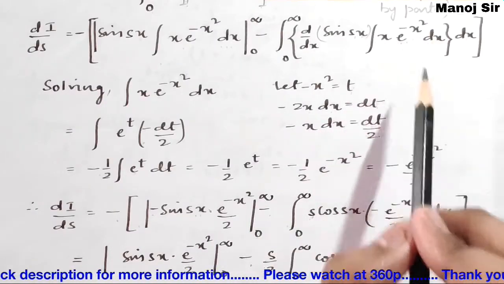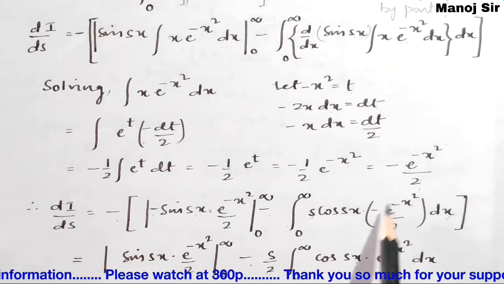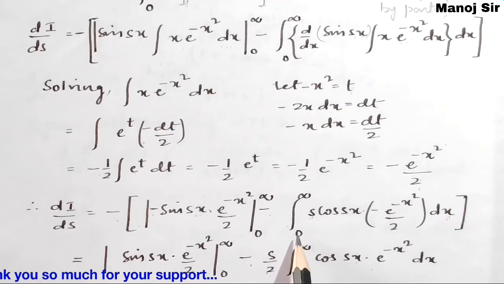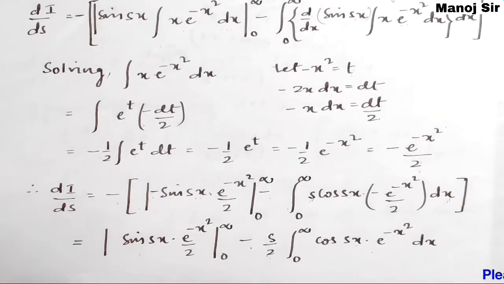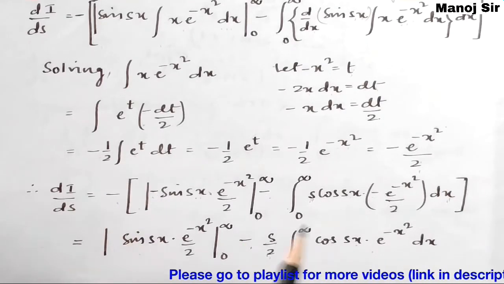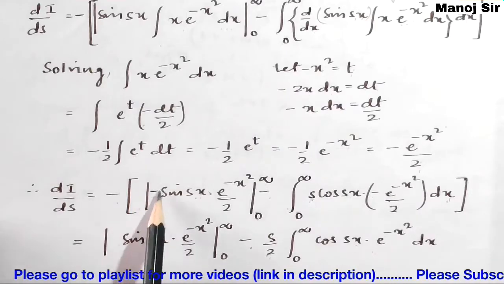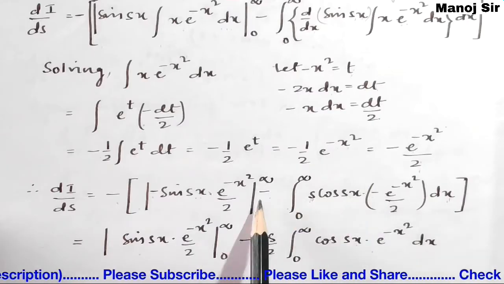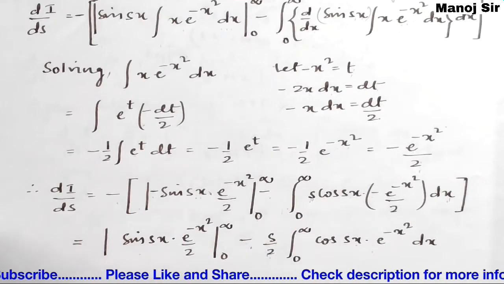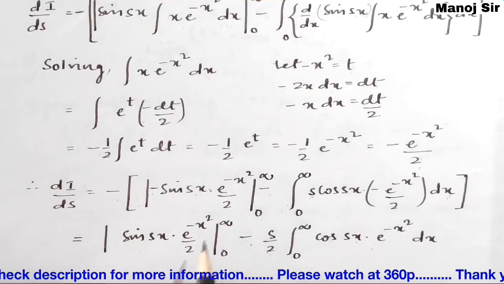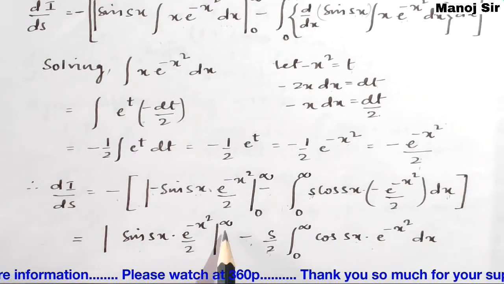And this part is what? Minus e to the power minus x square upon 2. Now write dx. This dx is for this integration, but the limit is from 0 to infinity. Now negative negative will become positive if you remove this square bracket. And for this, negative negative negative is again negative. So here we have sin sx into e to the power minus x square upon 2, the limit is from 0 to infinity.